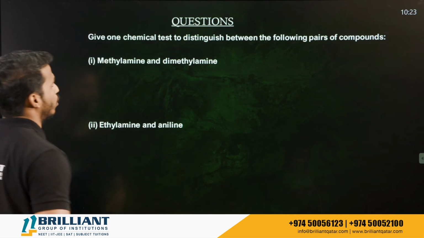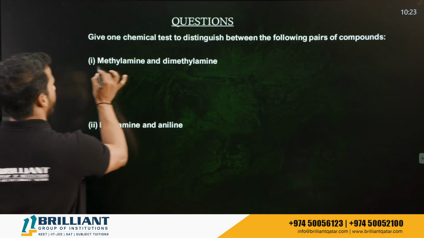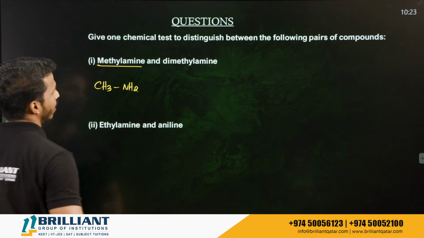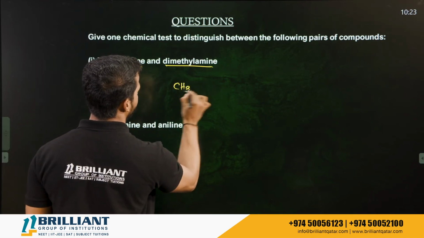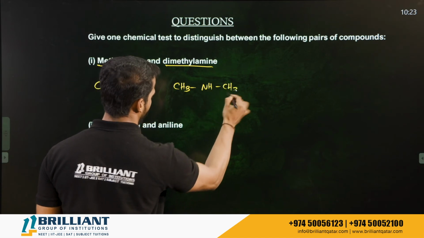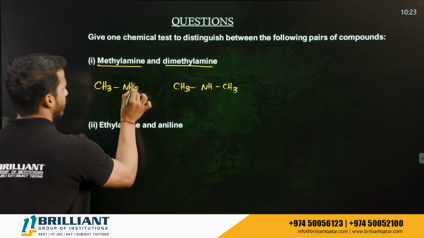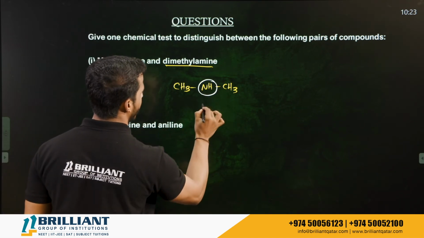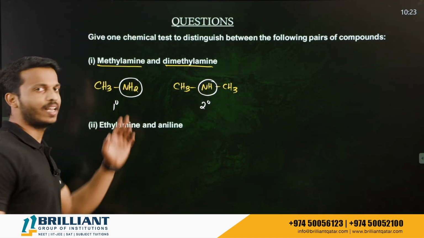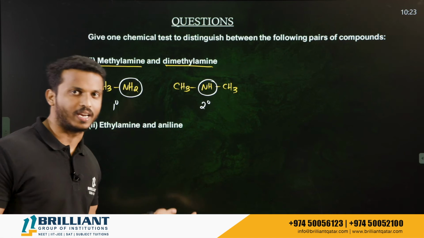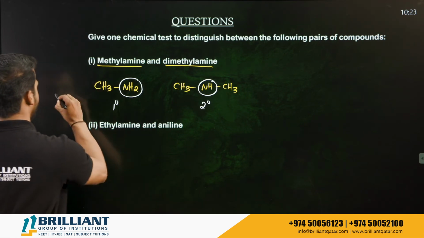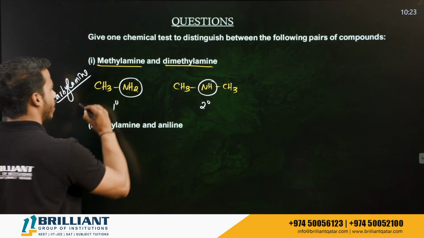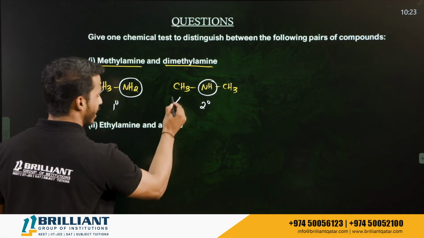Give one chemical test to distinguish between the following pair. Methylamine, CH3NH2, and dimethylamine, CH3NHCH3. See that this is a primary amine. You know, a primary amine contains an NH2 group, right? This is a primary amine and this is a secondary amine. Primary and secondary amines can be distinguished through which test? Hinsberg test. Even the Carbylamine test can be used, because the carbylamine test is only given by primary amines, not by secondary amines.